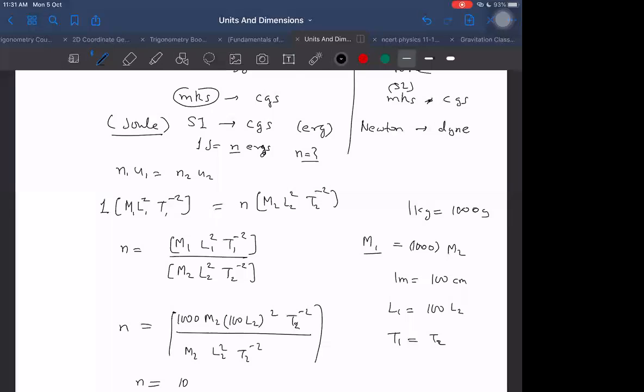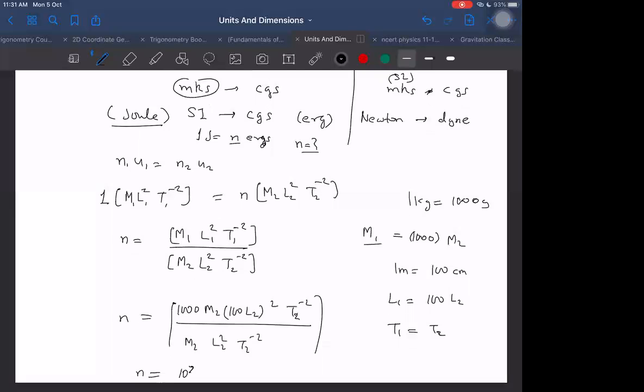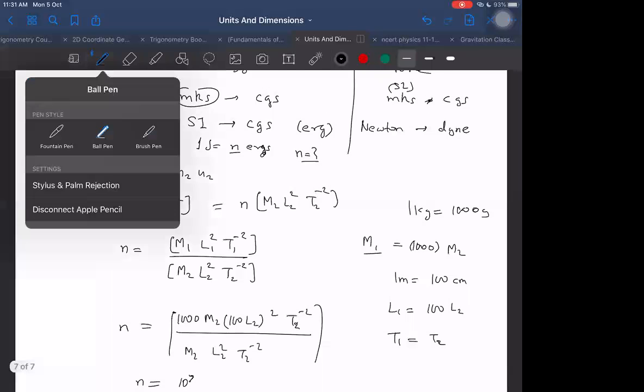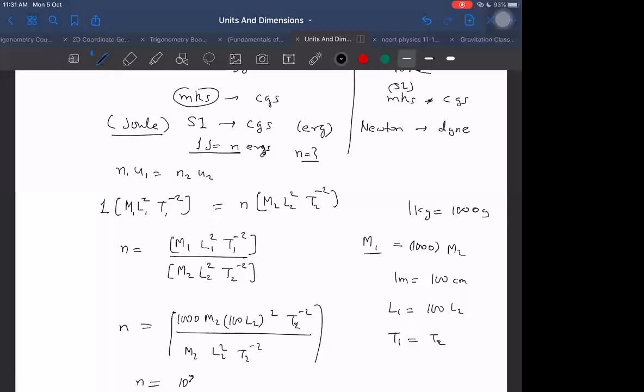10 raised to power 7. So what was our starting equation? Starting equation was let 1 joule be equal to n ergs. Then how many ergs is 1 joule equal to now? 1 joule is equal to 10 raised to power 7 ergs. Therefore, 1 joule is equal to 10 raised to power 7 ergs.